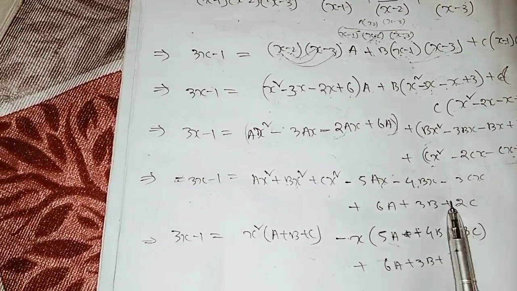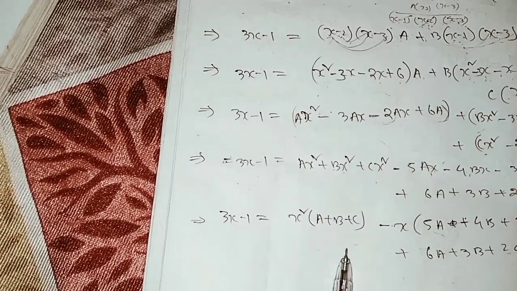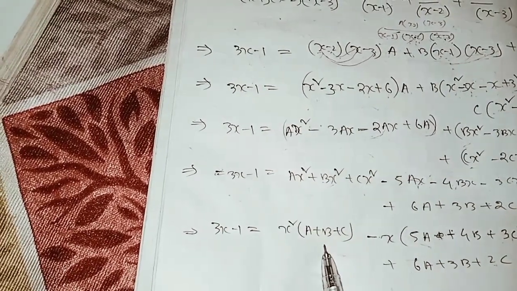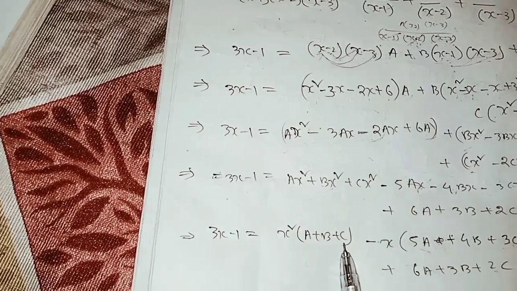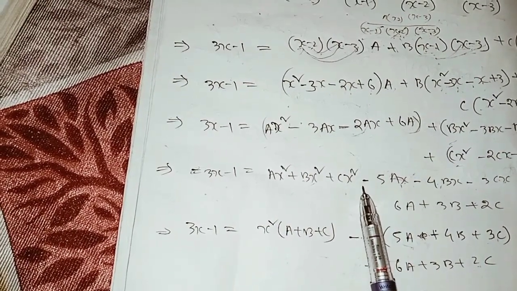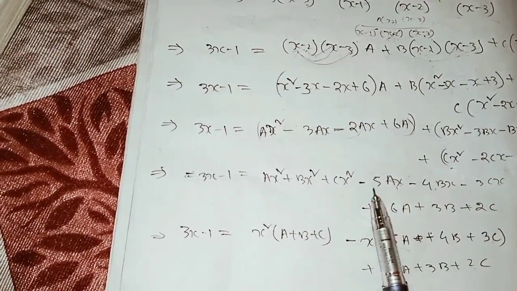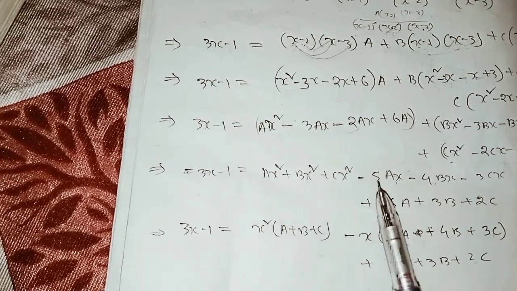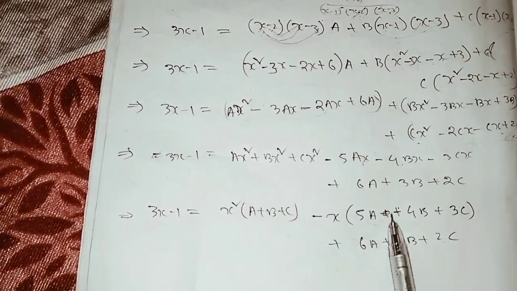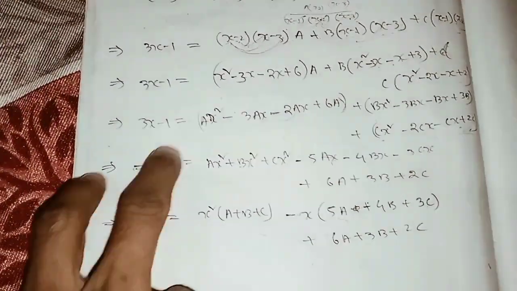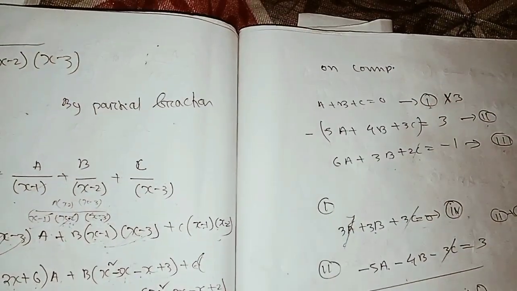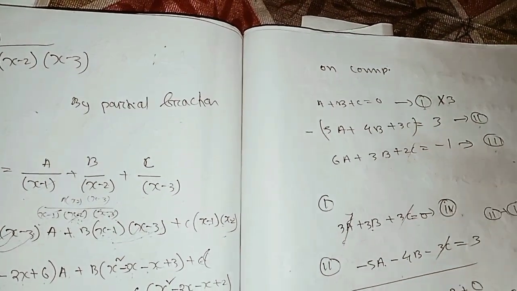Okay, so this is 3x minus 1 equal to, we take the common x square, x into the brackets a plus b plus c, and similarly you can see we take the common minus x. Minus, minus, minus, also x, x, x, so we take common similarly, and you get this type of expression. Another thing is simple, and the thing is that we have to compare the coefficient of x and the coefficient of x square.